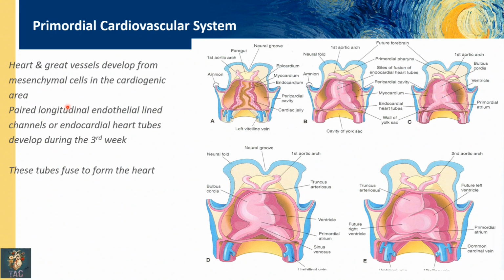So paired longitudinal endothelial channels or endothelial heart tubes are present during the third week, and these tubes fuse to form the heart tube. In this diagram you can see the fusion has taken place in these tubes, and they have formed the heart.